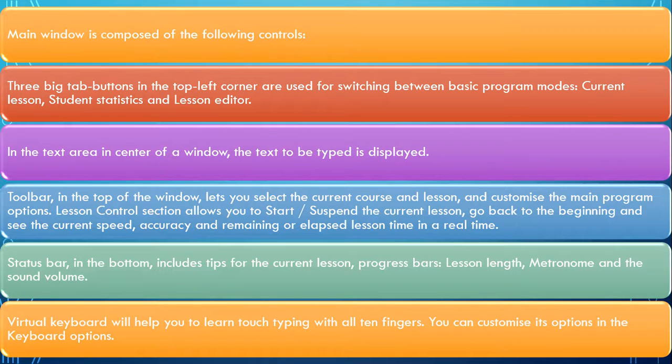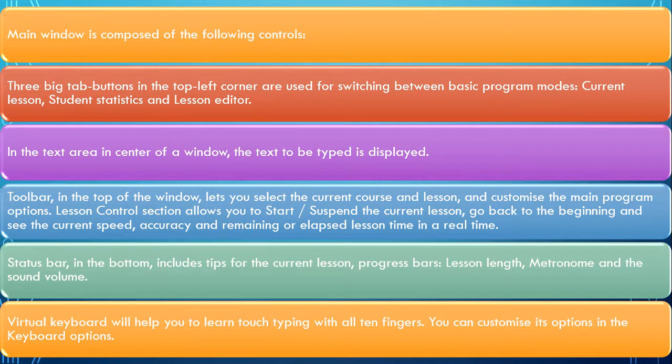When we open the Rapid Typing software, we see that the main window is composed of the following controls. Three big tab buttons in the top left corner are used for switching between basic program modes: current lesson, student statistics and lesson editor. In the text area in the center of the window, the text to be typed is displayed. Next is the toolbar. In the top of the window, it lets you select the current course and lesson and customize the main program options.